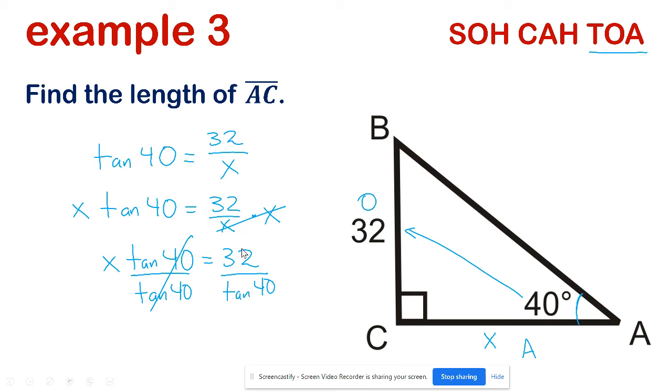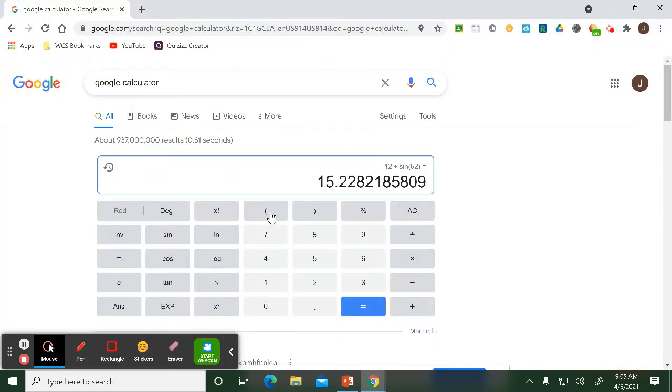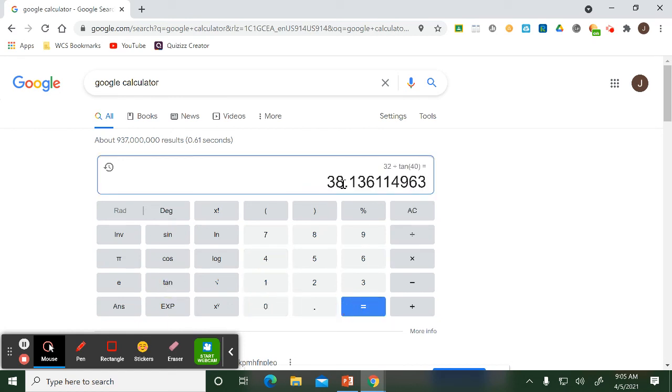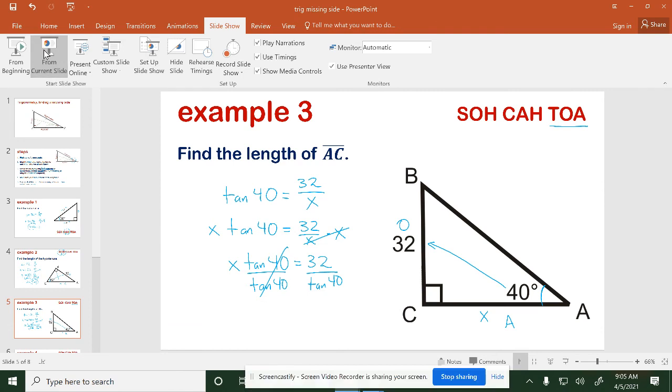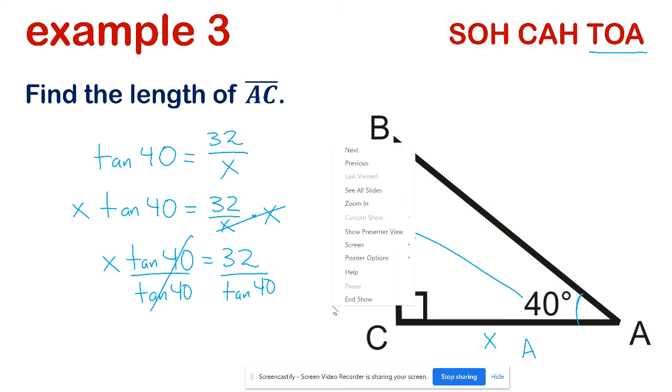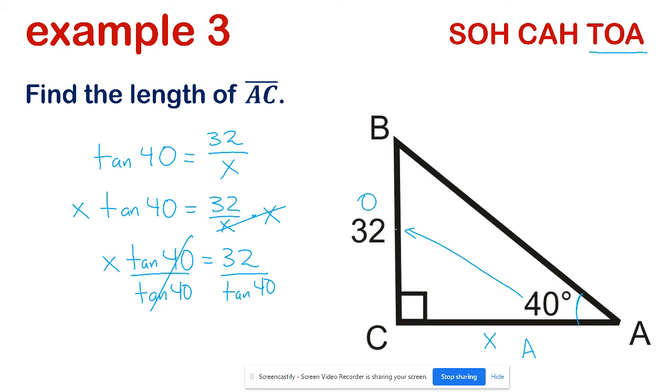So let's plug this into the calculator. 32 divided by tangent of 40. And we get approximately 38.136. Again, I'm rounding to the nearest hundredth, so that 6 is going to bump the 3 up to a 4. So we have 38.14. And again, since we look at the side we already know, that's 32. So it seems reasonable, and I already forgot my number. It's 38.14, I'm sorry. That seems pretty reasonable if the other side's 32.